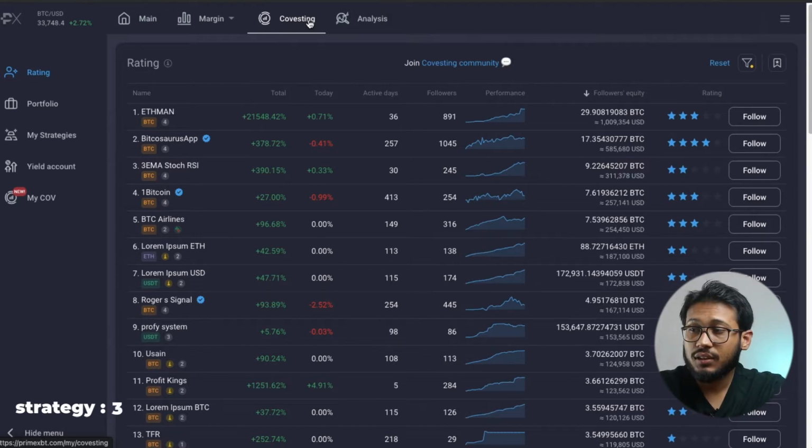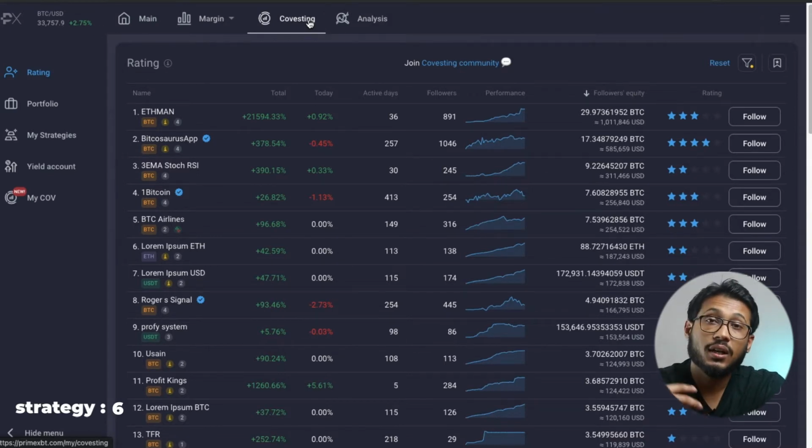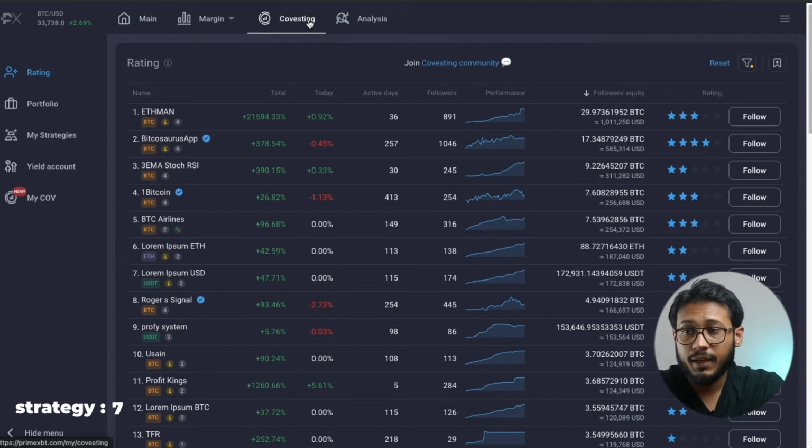To start off with, you have the name of the strategy, then the total amount of profit or loss for this strategy, then what the profit or loss is for this day. After that, the number of days this strategy has been active for, then the number of followers, or the number of people that have invested in this strategy. After that is the total performance chart, then the followers equity, and then the rating.